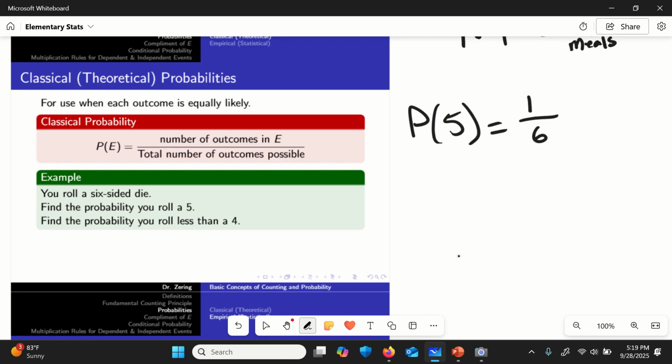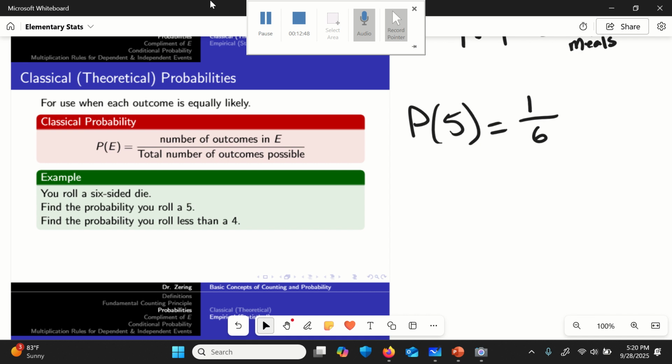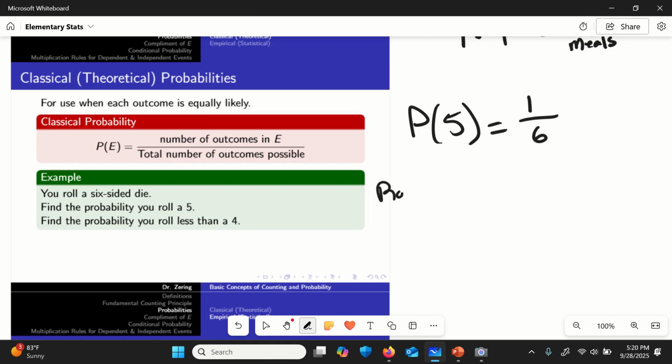There's a second probability question asked here as well, and we'll use the classical approach as well, because when you roll a die, it's equally likely to land on one of the numbers as it is any of the other numbers. So find the probability you roll less than a 4. So if you roll less than a 4, there's 3 ways you could roll less than a 4, right? You could roll a 1, a 2, or a 3, and those are all less than 4.